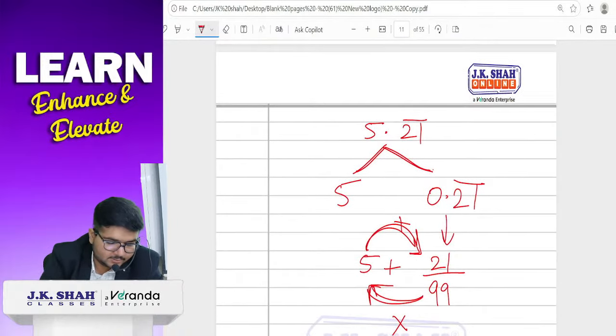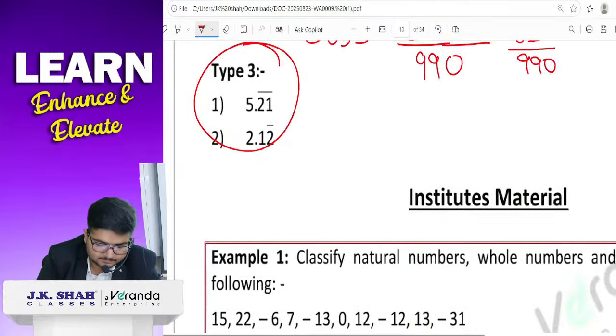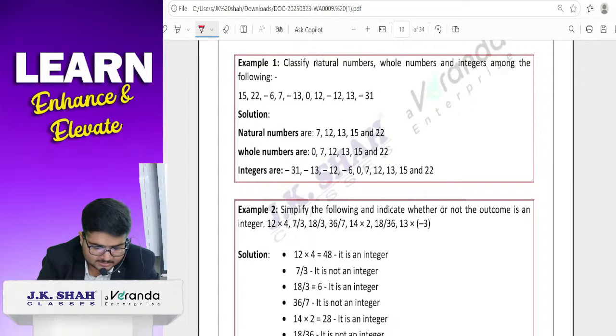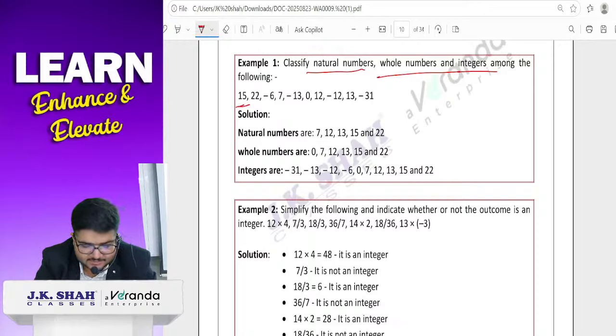Let us move forward to the next part, that is, so this is very basic. Let us classify this into natural number, whole number and integer. Now 15 is a natural number, whole number as well as an integer. Now 22 is an integer, natural number and whole number. But minus 6 will be only an integer, it won't be a whole number or natural number.